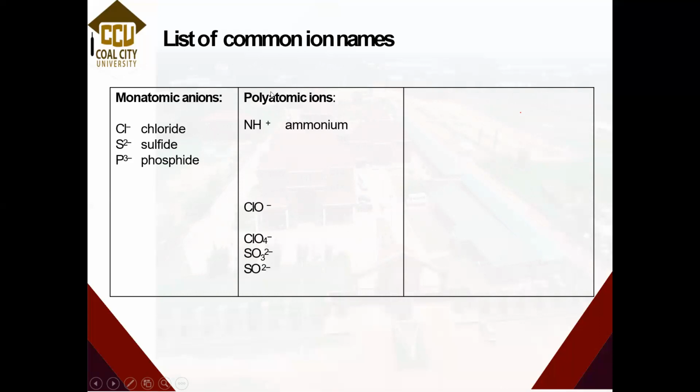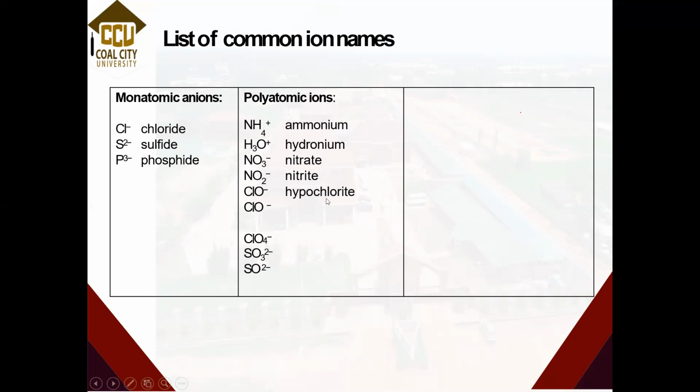If I look at my polyatomic ions now, for NH4 plus, I have ammonium. These are polyatomic now. They have more than one atom. We have H3O plus, that is the hydronium ion. You can call it hydronium. NO3 minus, we've mentioned that before, that's our nitrate. NO2 minus, that's our nitrite.